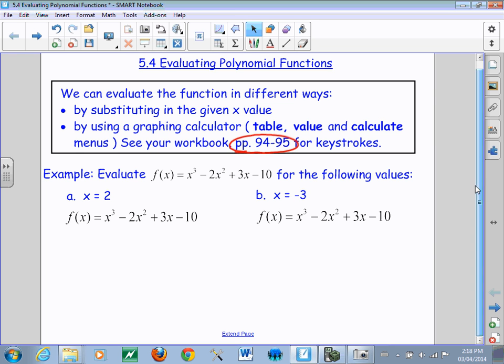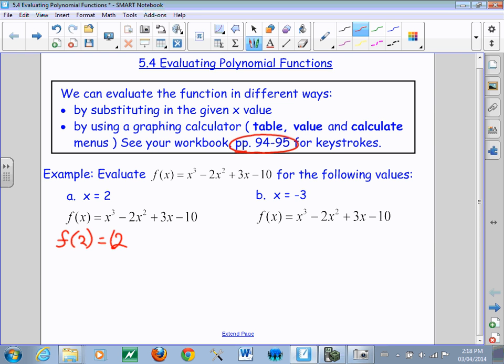It says evaluate f at x equals x cubed minus 2x squared plus 3x minus 10 for the following values. For A, we're going to say x equals 2. All you're going to do is wherever you see an x, you're going to replace it. So function notation says instead of f at x, we're going to put f at 2 equals 2 cubed minus 2 times 2, that's the substitution right there, squared, plus 3 times 2 minus 10.